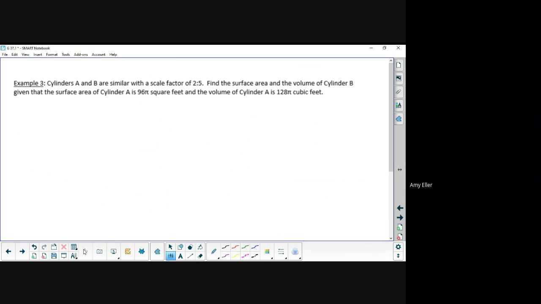Cylinders A and B are similar with a scale factor of 2 to 5. I would underline scale factor. Make sure you remember what that means. Ratio of sides. So here's what we have. We have 2 cylinders. Unfortunately, we don't get a picture of them. But here's what we know about cylinders A and B. They're similar. Their scale factor, or the ratio of their sides, simplifies to 2 over 5.